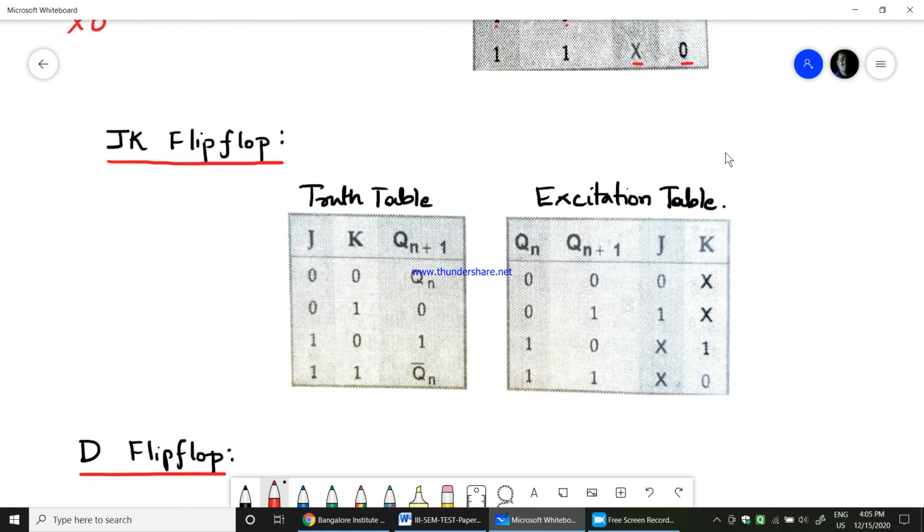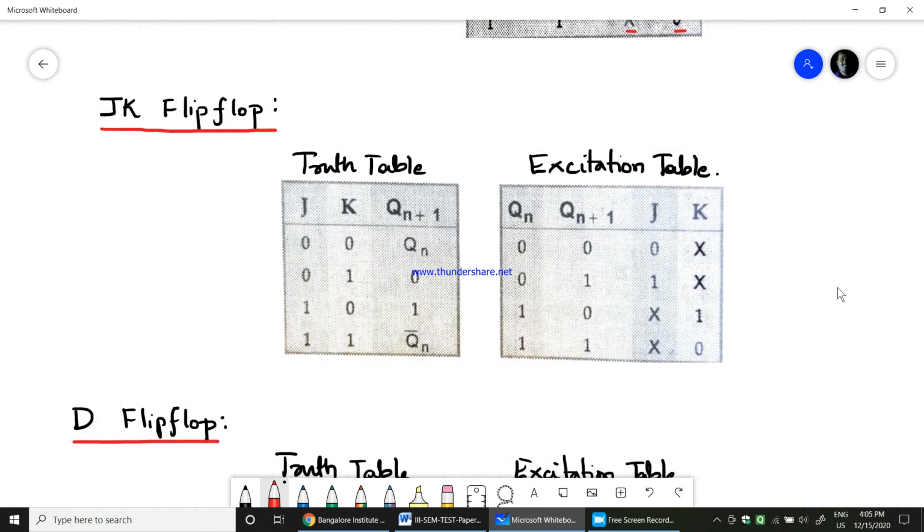So this is the JK flip-flop truth table and excitation table that we have written. Now, in a JK flip-flop, what is the truth table? When both J and K are 0 0, you see the output is no change. Whereas when J is 0 and K is 1, the output is in the reset state. When J is 1 and K is 0, the output is in the set state. When both are 1 1, the output toggles. So when I write the excitation table, Qn and Qn plus 1 will be 0 0, 0 1, 1 0, 1 1.